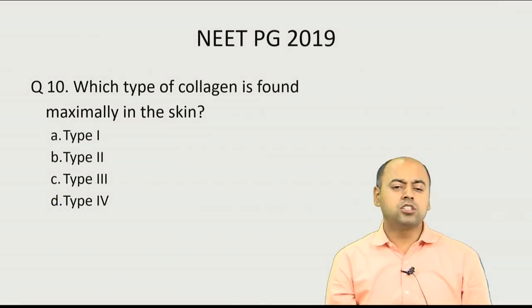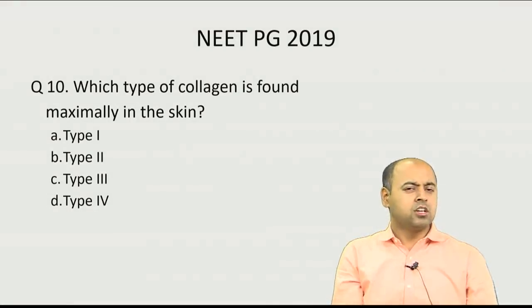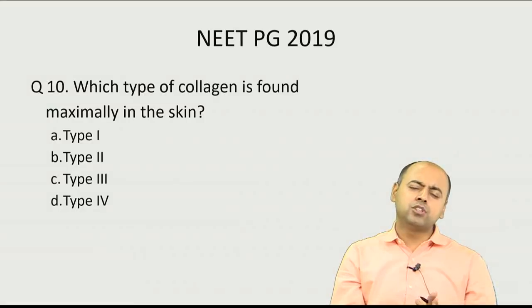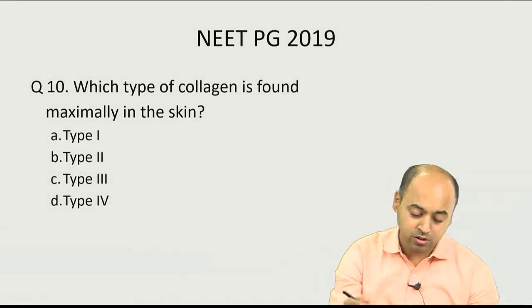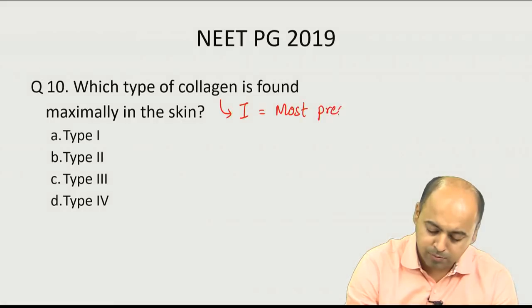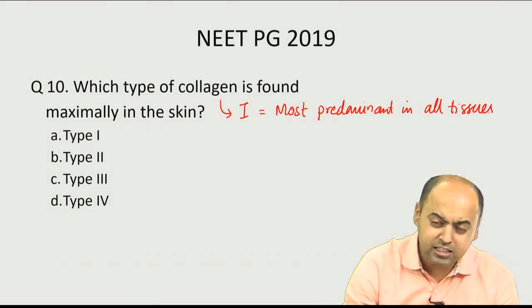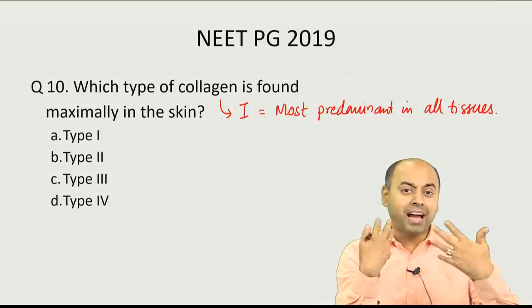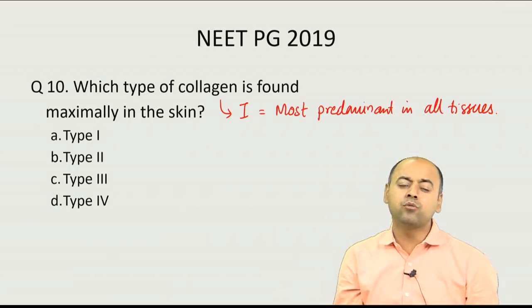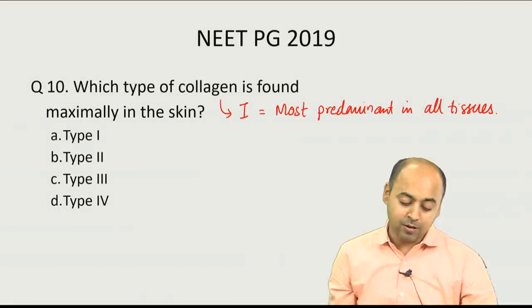Question number 10. Which type of collagen is found maximally in the skin? Now this is a very tricky question, because we have certain tables where we memorize which particular collagen is there in which of the tissues, but remember, collagen type 1 is most predominant in all tissues. Everything else which is there is on the background of the collagen type 1, because collagen type 1 will provide the strength to the extracellular matrix in all the tissues. It is the most ubiquitous type of collagen.